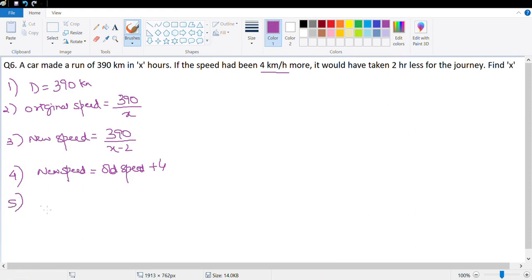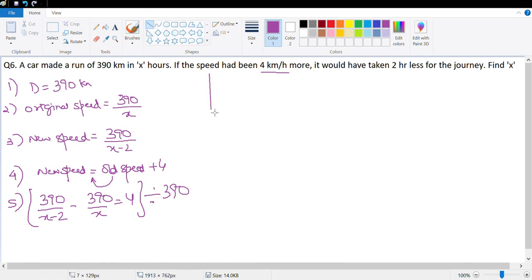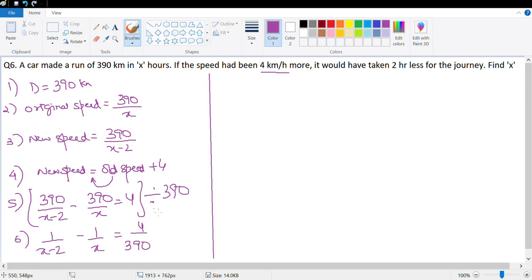So what we can write is 390 upon x minus 2 minus 390 upon x is equal to 4. I took old speed on this side, so I get 390 upon x minus 2 minus 390 upon x is equal to 4. Let's divide both sides by 390 so that we are able to remove this 390 from both the elements on the left hand side. So when I divide, this becomes 1 upon x minus 2, this becomes 1 upon x, and this becomes 4 upon 390. So let's take the LCM.